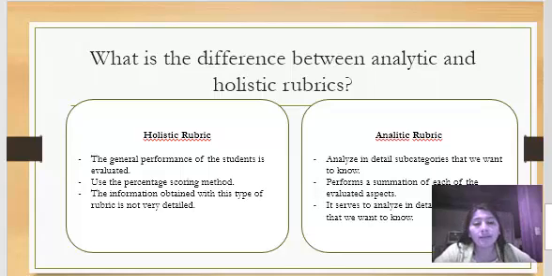Instead, analytical rubrics can be presented by means of rows and columns with evaluation criteria. This allows us to assess students' performance using multiple criteria in a single rubric. This type of rubric is used to analyze in detail subcategories that we want to know. It allows assessing the different parts of the process. And finally, to assign the rating, the score of each of the evaluated aspects is made.